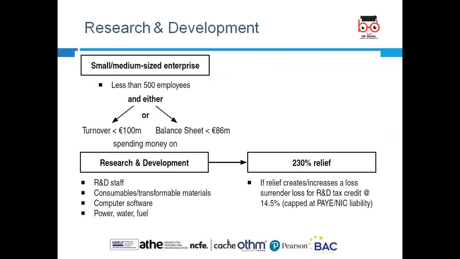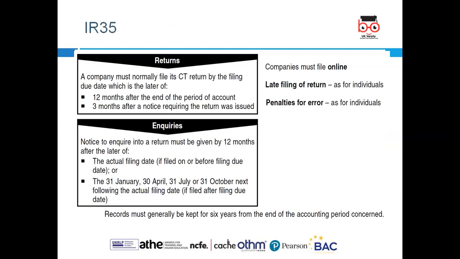Research and development: small and medium-sized companies, yes, with less than 500 employees, and either turnover of 100 million or a balance sheet of 86 million, spending on research and development, yes, get 230% relief. If the relief creates or increases losses, on losses for the research and development credits, some need to be capped accordingly, which we can look at further.